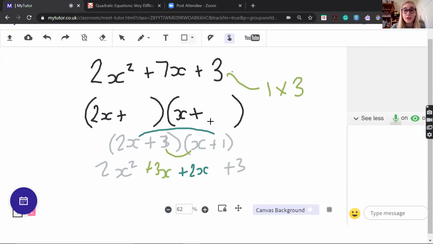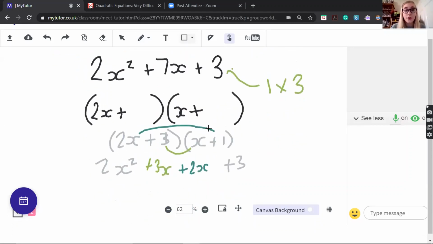So, because there's only 2 options, we know now that it's the other way, which is good for us. So that means that the 1 goes here and the 3 goes here. And we can do a quick check. 1 times x and 3 times 2x. 1 plus 6, 7x. So this is the answer that we want.